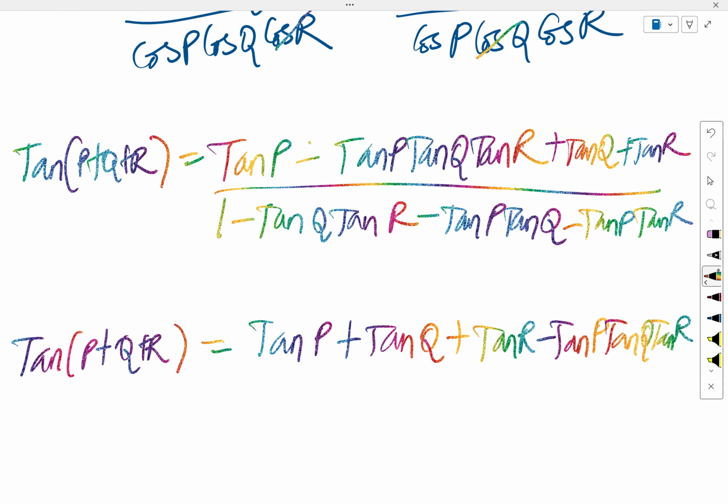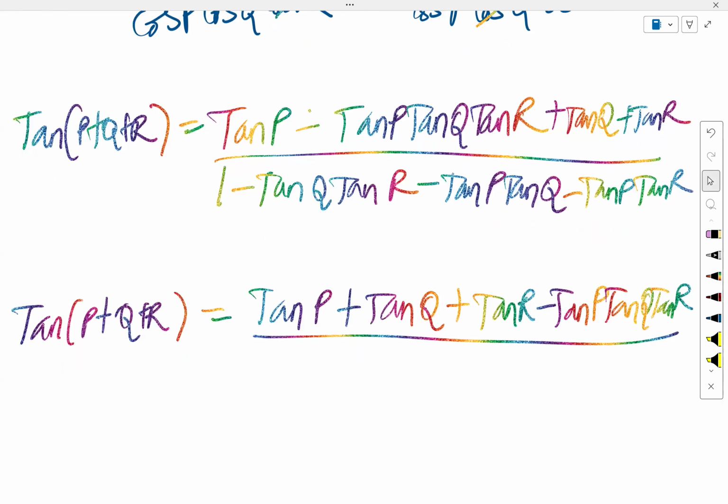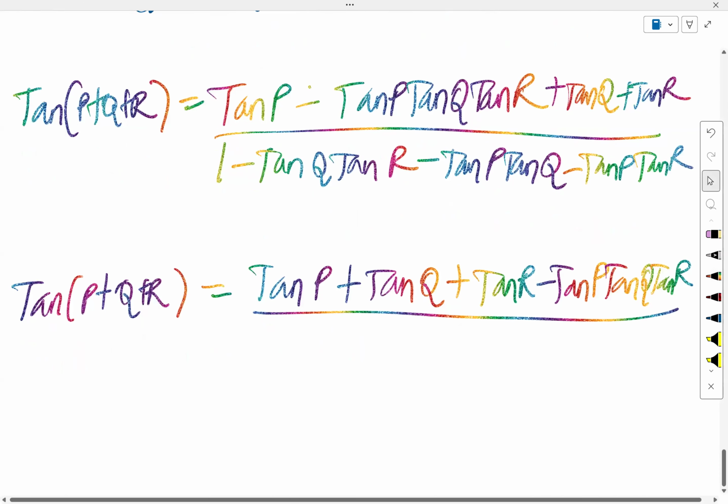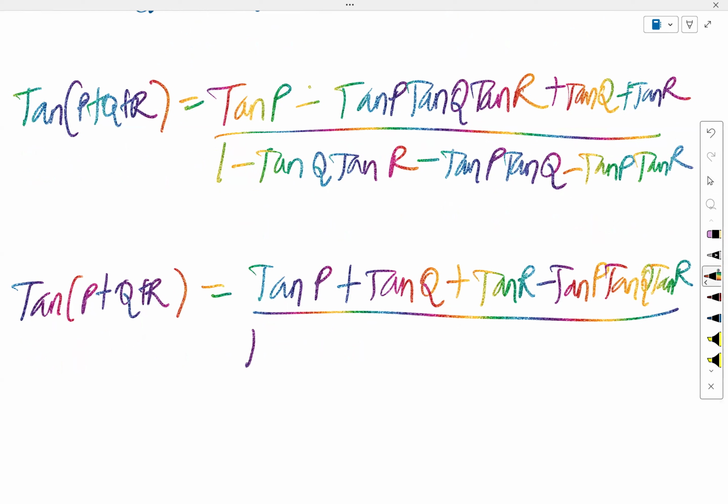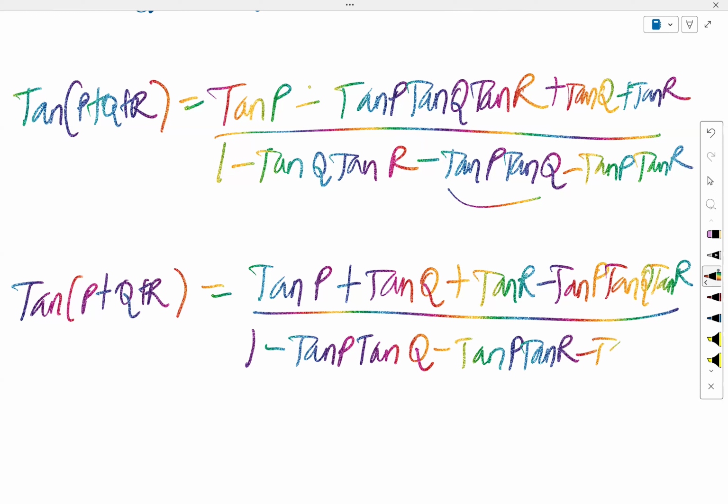Some finicky touch right there, some perfectionistic behavior, just to make things look orderly. So here we have one, then minus tan P tan Q. Actually, this is not necessary, but I'm just trying to add some finesse. So tan P tan Q, then we can go minus tan P tan R, and lastly, we can do Q and R, minus tan Q tan R.